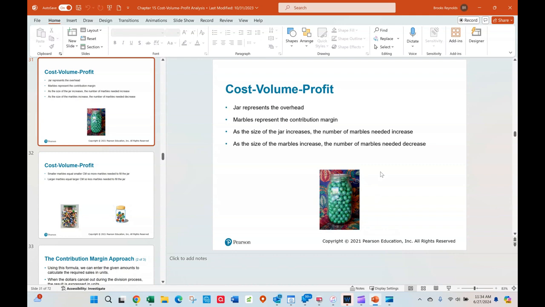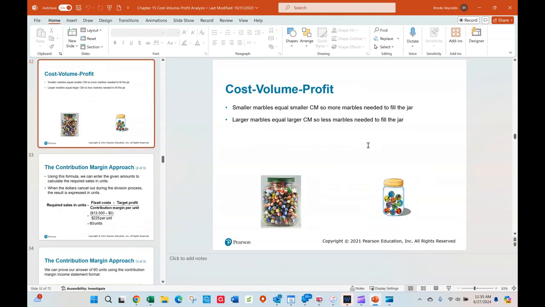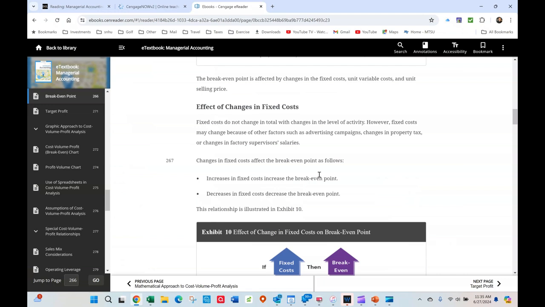So if you want bigger marbles, how do you do that? Well, again, you have sales minus variable costs. To make your contribution margin higher, you need to either increase your sales price or decrease your variable cost. That'll make your marbles bigger. Okay. And you can see here that this is a smaller jar with bigger marbles, so you don't need as many compared to this larger jar, where you have more overhead with a smaller contribution margin, or smaller marbles. Okay. So hopefully that gives you a picture of what we're talking about.